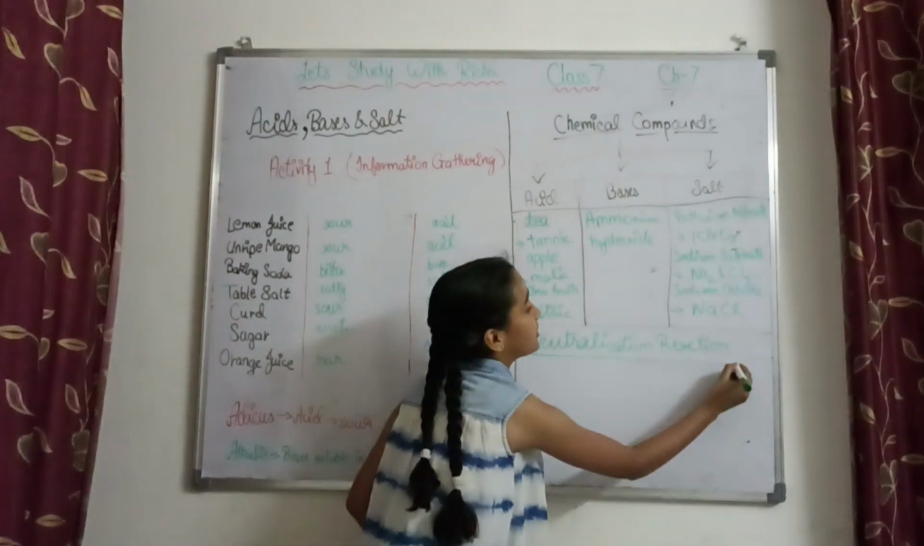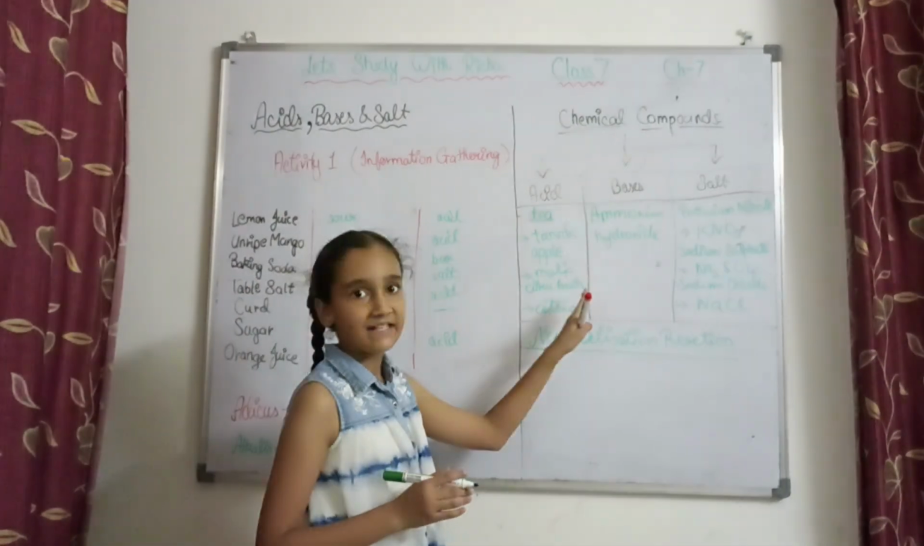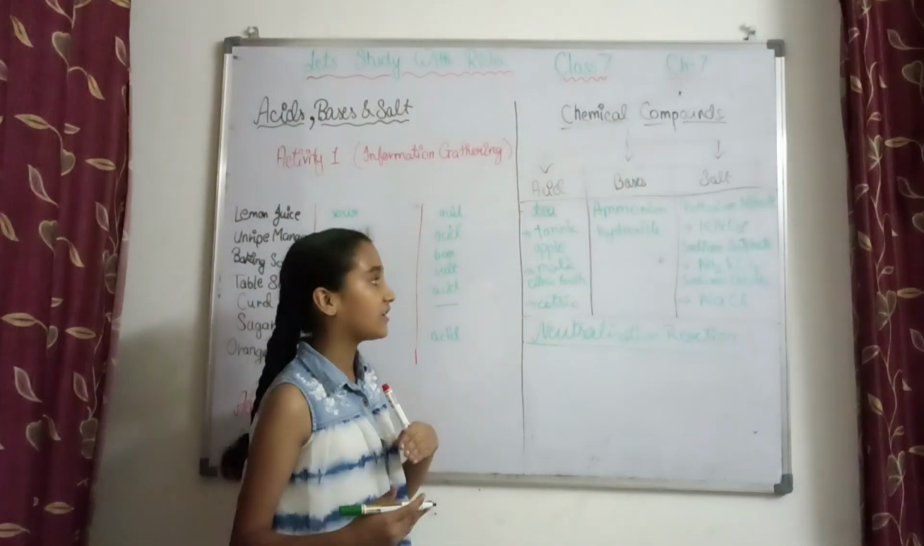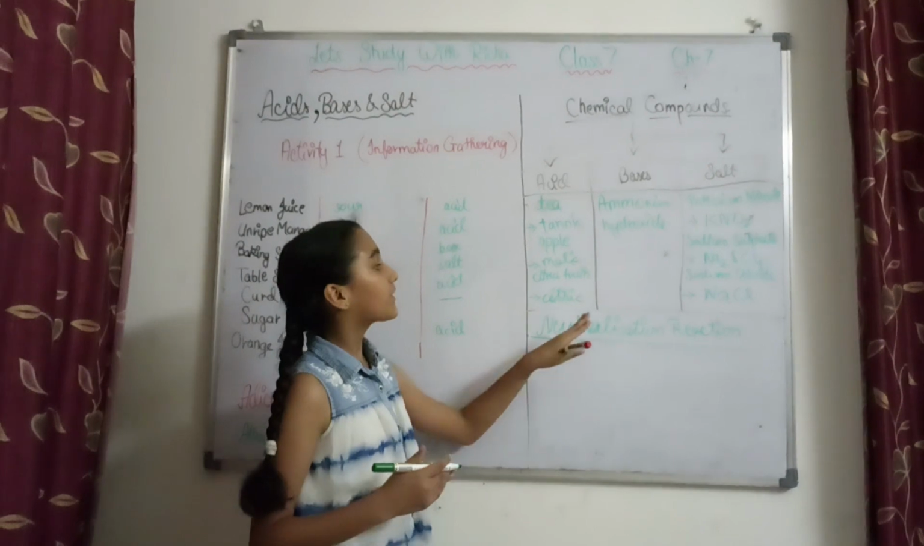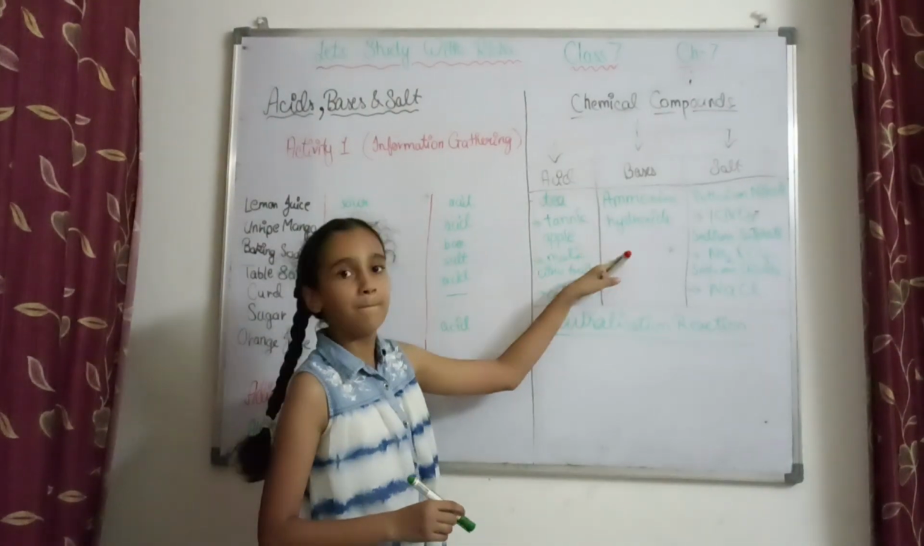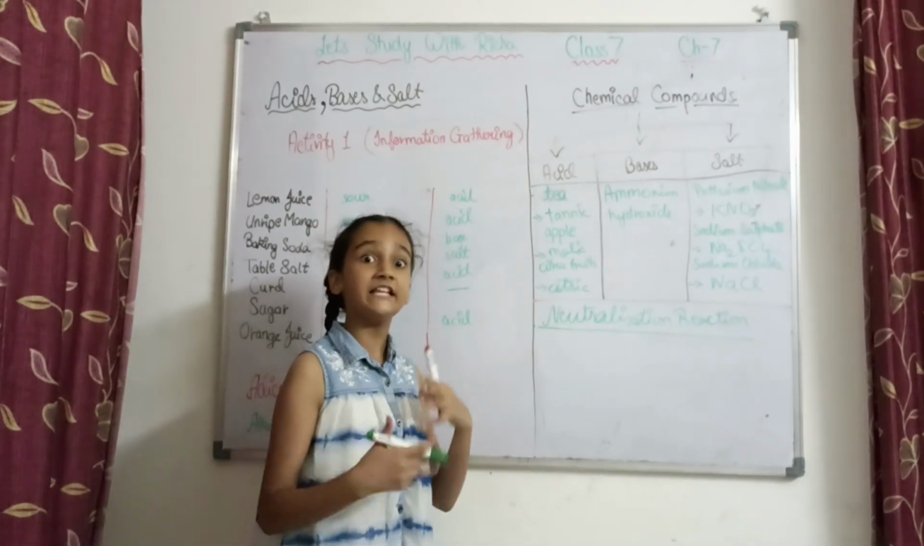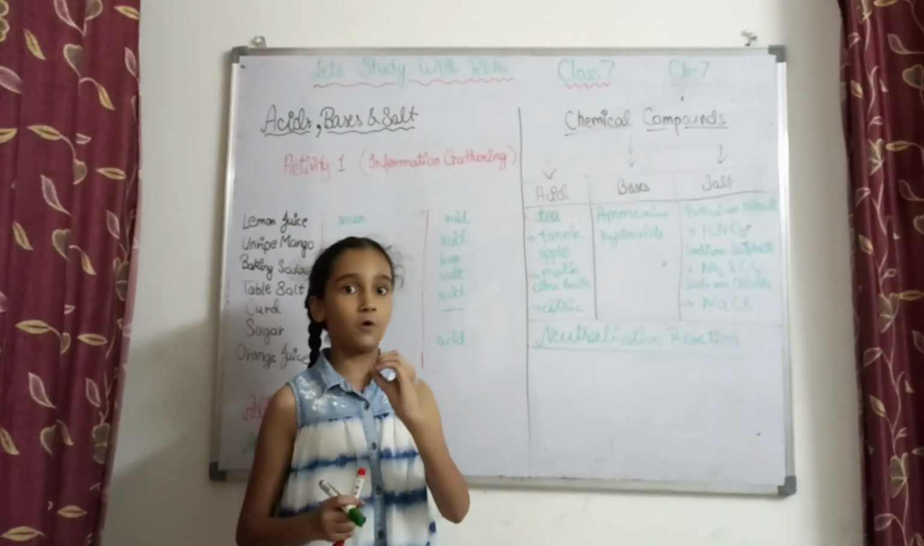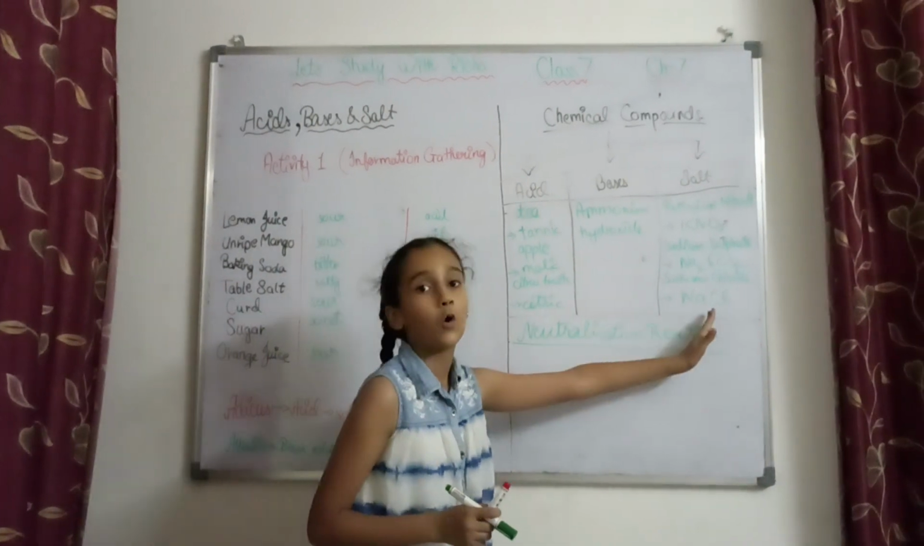Next, let us know about neutralization reaction. According to neutralization reaction, bases and acids have completely opposite reactions and properties. So in a neutralization reaction, acid and base combine and neutralize each other's property. It means the value comes down to 0 and it forms salt and water.